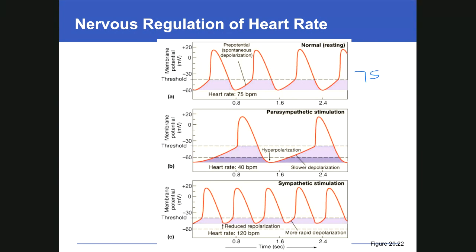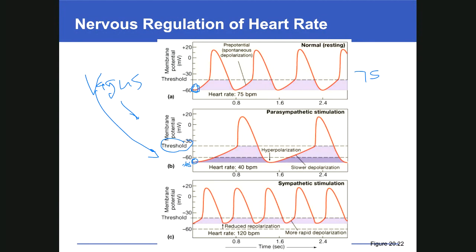So look what happens. Here is the vagus nerve. And if I activate the vagus nerve, here's what it does. Look, it changes this. It's not that anymore. Look where it is now. It's here. So is it going to take a shorter amount of time or a longer amount of time to reach threshold? I'm not at minus 60. I'm like at minus 65. So is it going to take longer or shorter? It's going to take longer.